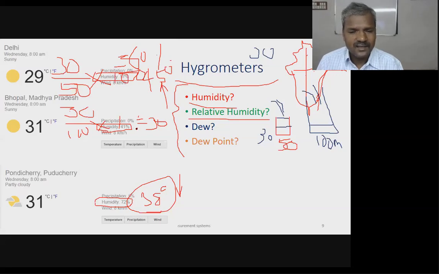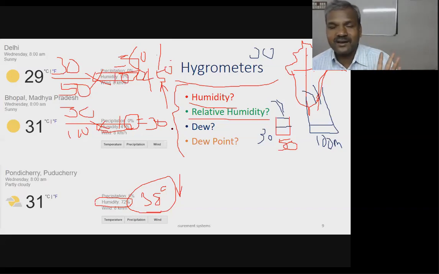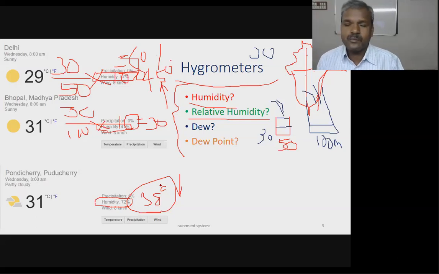You see, in Madhya Pradesh and Delhi, the precipitation value is 0. So there won't be any sweating at all. Whereas in Pondicherry, there is 5% precipitation. That's why we are getting sweating in our body. Because of this problem, the coastal area people are mostly affected by asthma and lung problems, because of the relative humidity present as well as the precipitation in the air.